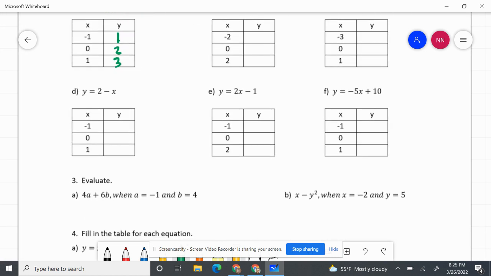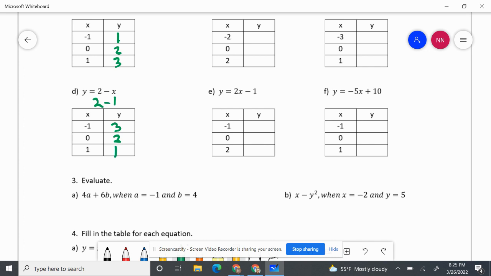So with letter D, we have 2 minus x. So what we're going to do is we're going to go 2 minus a negative 1. Negative is a positive, so that would really be 2 plus 1, which is 3. Then what we're going to do is we're going to plug in a 0. So we're going to go 2 minus 0, which is 2. And then the last one is 2 minus 1. 2 minus 1 is 1.